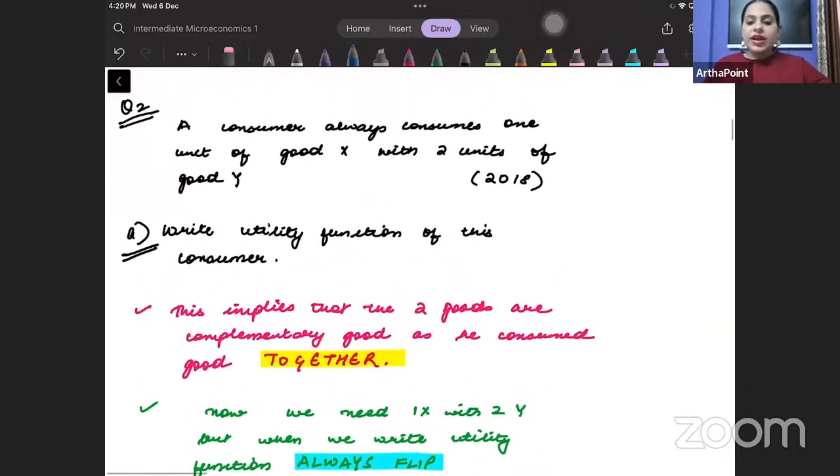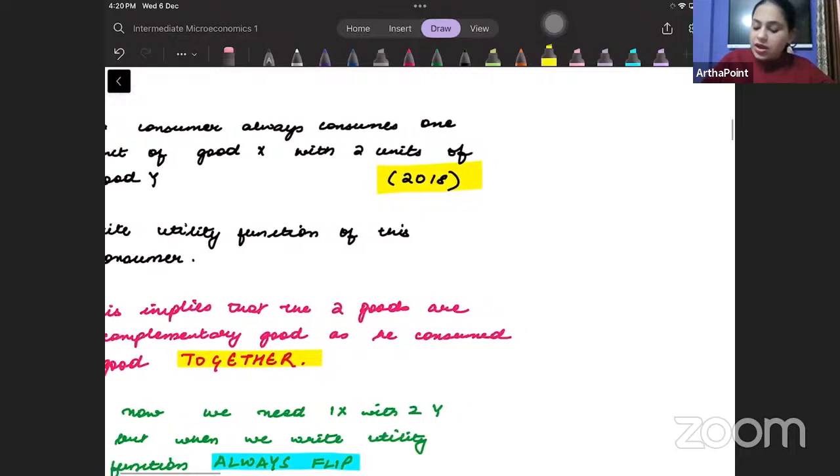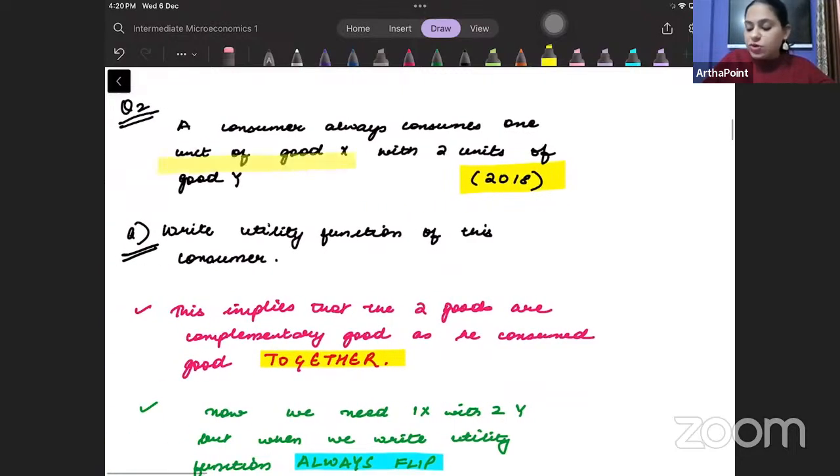Now I am going to take another question. Question number 2, it came in the year 2018. Read the question, beta. A consumer always consumes 1 unit of good X with 2 units of good Y.